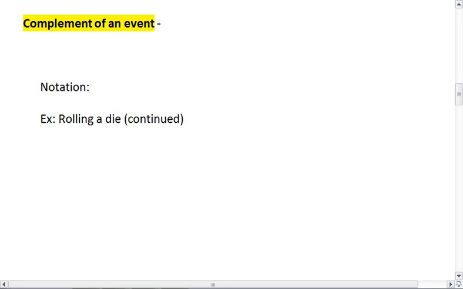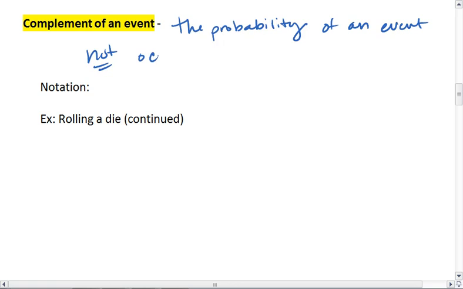We have one more vocabulary term that you need to know, and that is the complement of an event. The complement of an event is the probability of an event not occurring. And for that notation, we use a little superscript C on the P, and so maybe we want the probability of A not occurring.